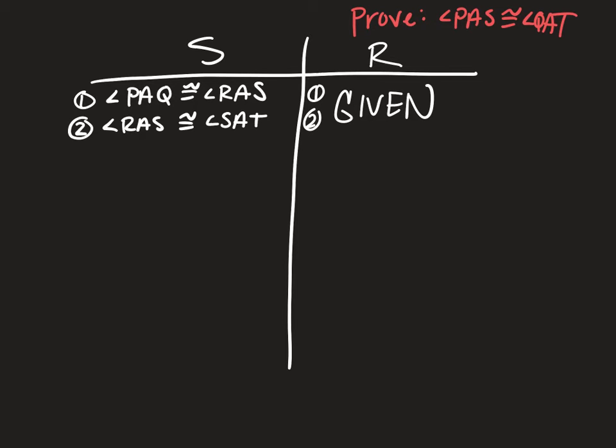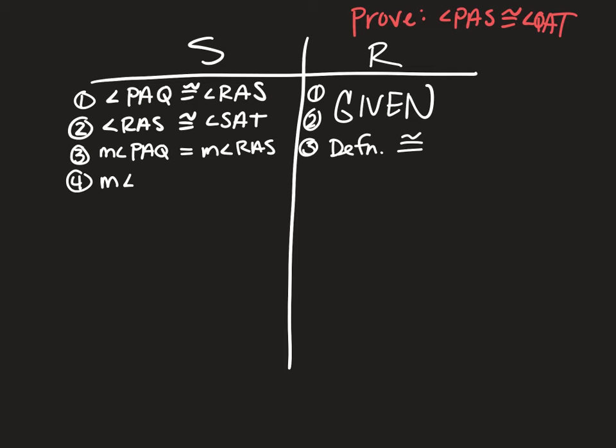Right, so those are given to us. So what's the first thing we need to do? The definition of congruence. Yeah, use the definition of congruent to make them equal. So in line 3, that means we're going to have the measure of PAQ is equal to the measure of RAS. And then we also have the measure of RAS is equal to the measure of SAT.